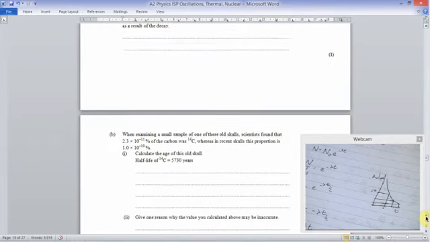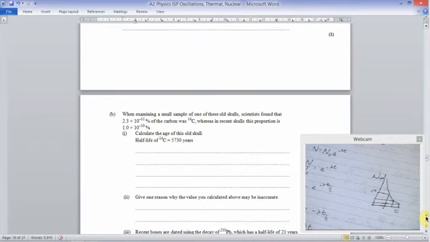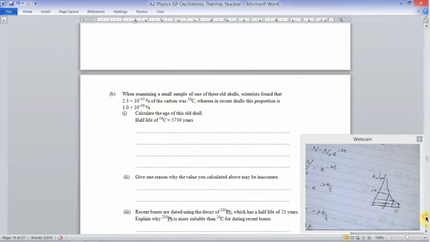That's the idea. When estimating a small sample of these skulls, scientists found that 2.3 times 10 to the minus 11 % was carbon-14, whereas in recent skulls it's 1 times 10 to the minus 10. Calculate the age of this skull. So we've got the half-life, we need to calculate the age of it.